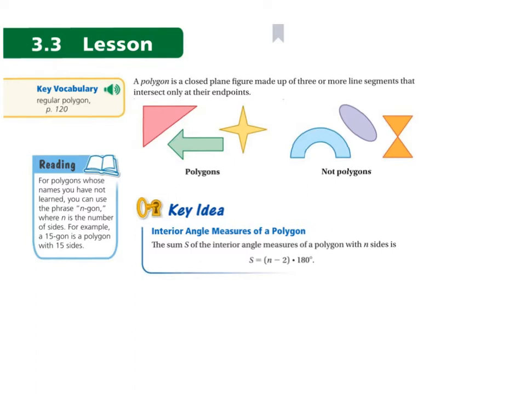So this right here, pause your video and write this down in your folder or wherever you keep your notes. Basically, this entire section is all about this formula. Notice, like I've been trying to tell you guys, there's a difference between big S and little s. Big S is the sum of the interior angle measures of a polygon with n sides. So n is just the number of sides.